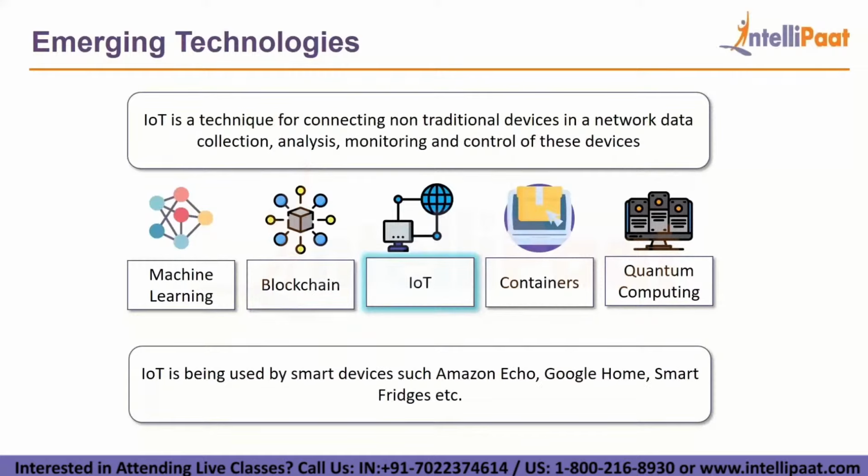IoT is a fairly new technology. It is a technique that is used for connecting non-traditional devices in networking, data collection, analysis, monitoring, and control of these devices. IoT stands for Internet of Things. There are several smart devices that use IoT, such as Amazon Echo, Google Home, smart fridges, so on and so forth.